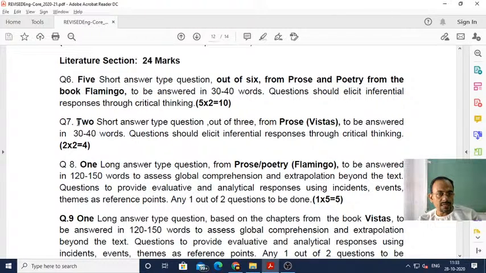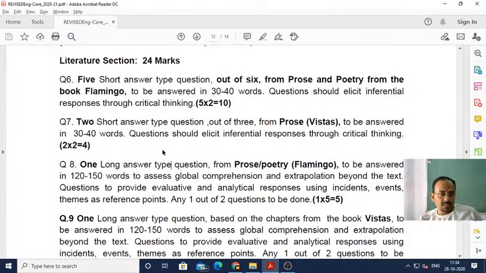The next type is different. It is 2 short answer type questions out of 3 from prose, Vistas. So you shall have 3 questions from Vistas of 2 marks each, out of which you've got to answer 2 questions of 2 marks each. That is a total of 4 marks from Vistas. So 3 questions will be given, out of which you've got to answer 2 short questions of 2 marks each in 30 to 40 words.